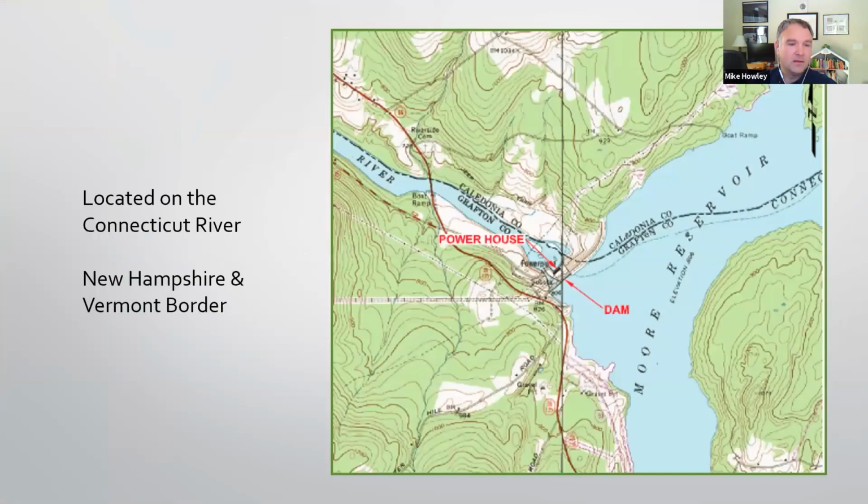The site is located right on the New Hampshire to the bottom, Vermont to the top. It impounds the Moore Reservoir, which is an approximately 4,000 acre reservoir. It's an active hydroelectric facility.